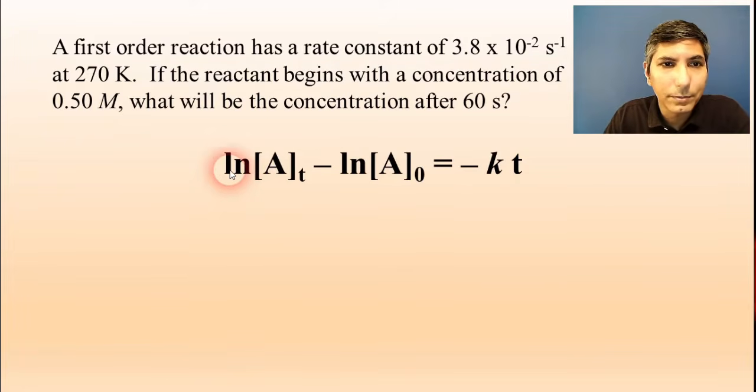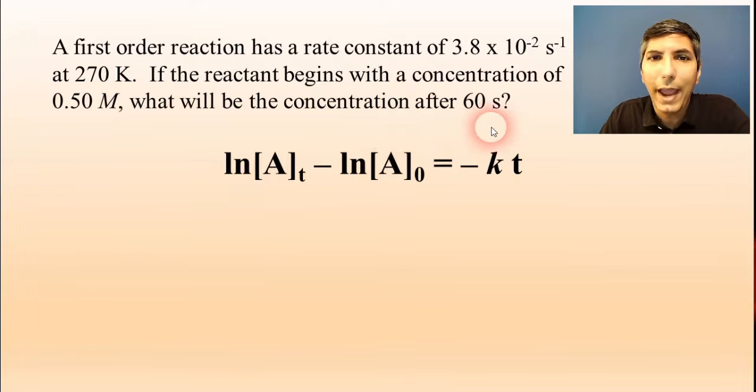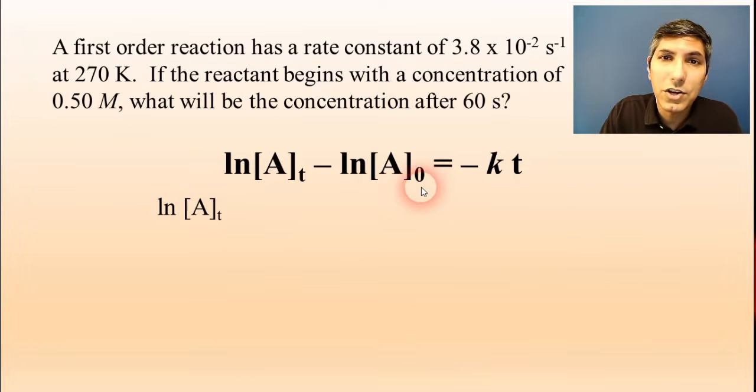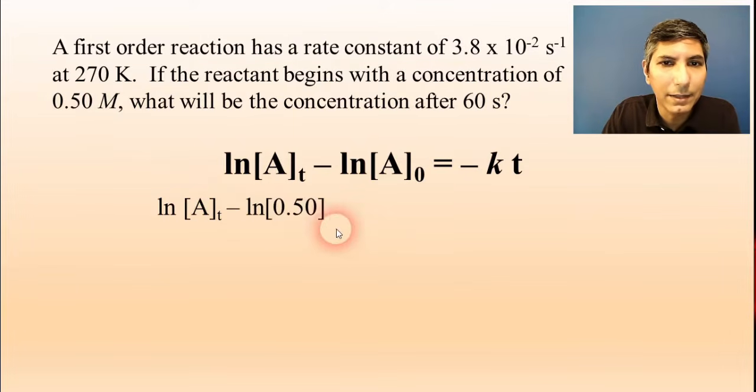Now, notice we're trying to find the concentration after 60 seconds have elapsed. So we're solving for A sub t. So that's our unknown in this equation. Now A sub 0, that's the concentration at the beginning. That's why there's this little 0 there. So what's the concentration at the beginning? Well, it says it's 0.50. So I'm going to plug that in there.